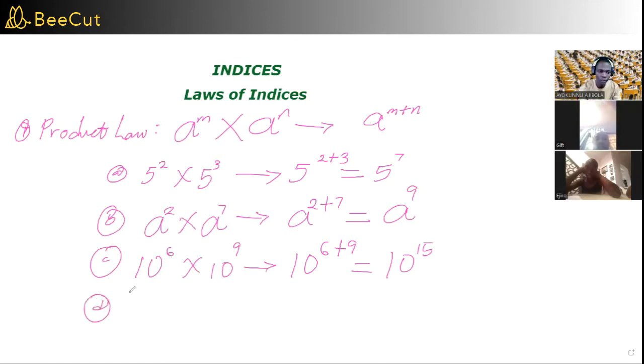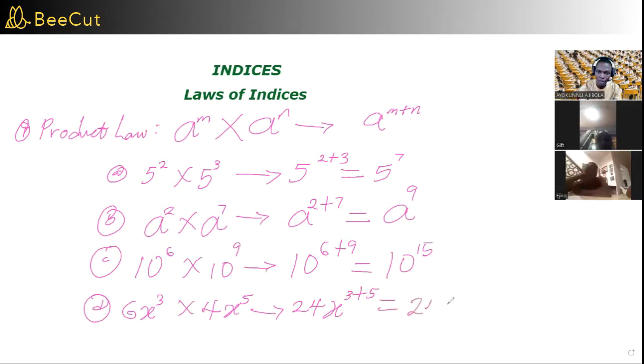Maybe let me just chip this in. Let's assume you have 6x cubed times 4x raised to power 5. Here, you can see 6 and 4 multiplying themselves, so this is going to be 24. You don't need any power on it. But the ones that have the same base, different powers, you're going to add the powers. So that is x raised to power 3 plus 5, and that is going to be 24x raised to power 8.